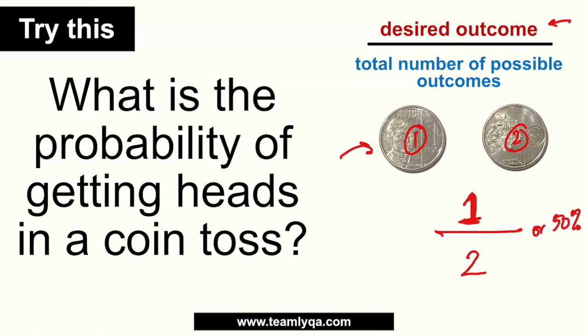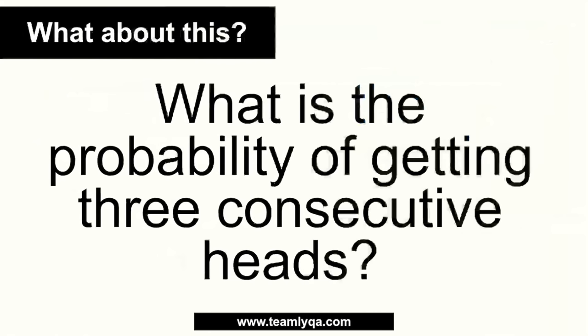Ibig sabihin, kapag naghagis ako ng barya, given na fair yung barya, ha, hindi yung may daya, meron akong 50% chance or 50-50 chance na ang lalabas ay heads. So, ang probability of getting heads in a coin toss would be 50% or 1/2. Okay? Now, it gets a little bit more complicated kung ang tanong ay something like this.